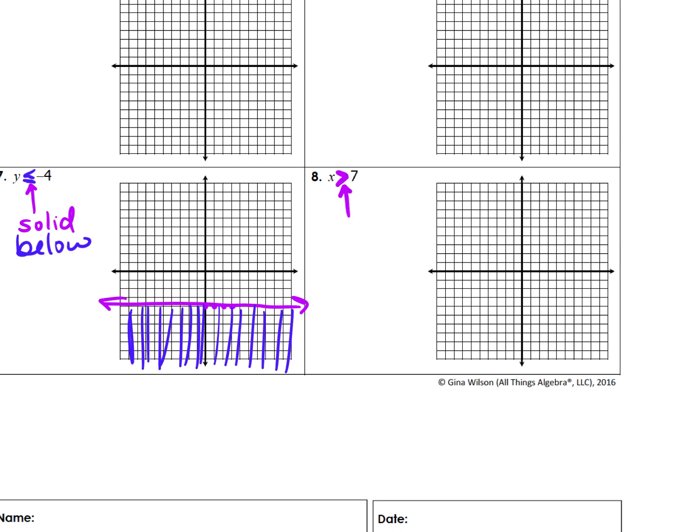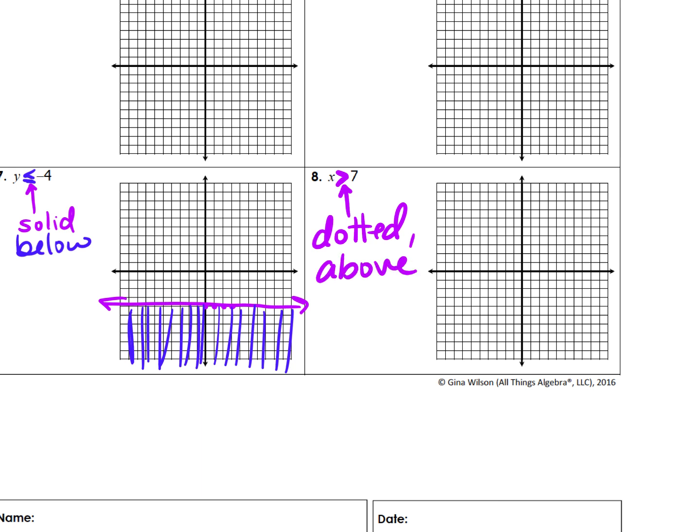Can someone say this symbol for me? X is greater than, okay? X is greater than 7. So are you making it solid or dotted? This is dotted because it does not have the equal to bar. And are you going to shade above or below? X is greater than 7. Greater than, right? We want to get bigger. Greater than 7, so go above.